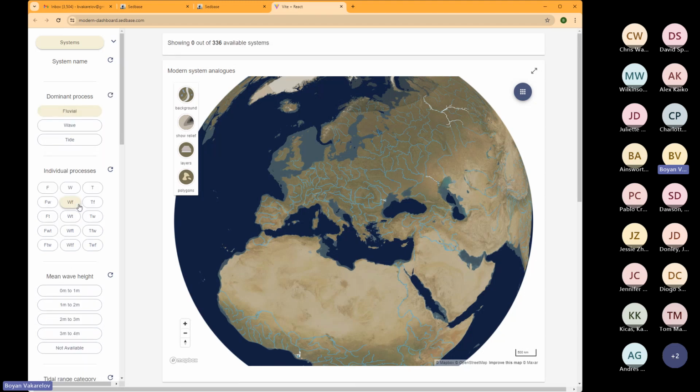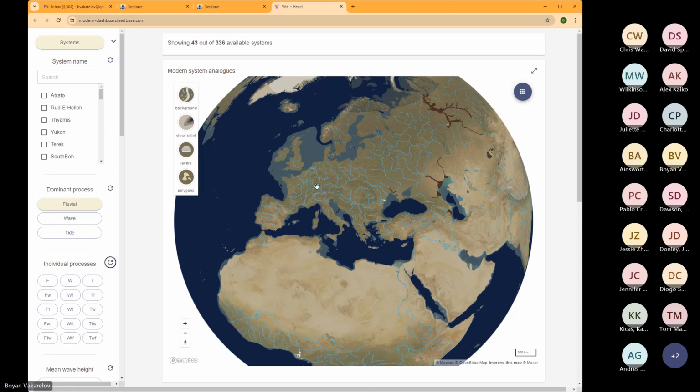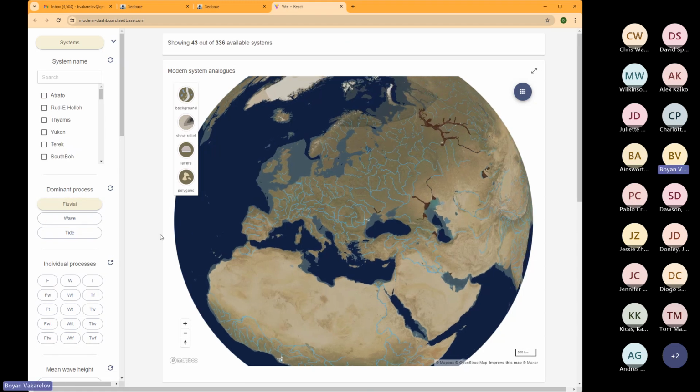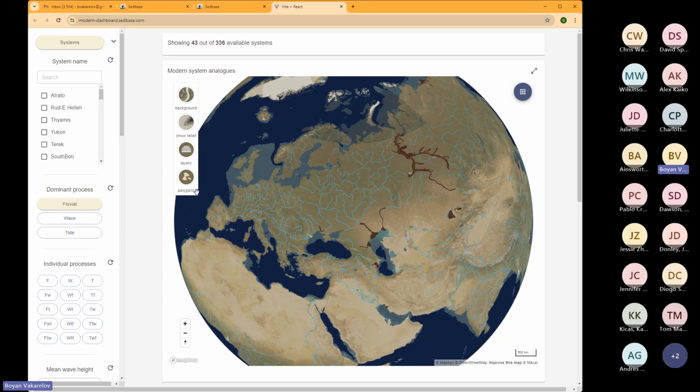Let us change the dominant process to fluvial. I need to deselect this as well. Did you notice what just happened? I put in Fluvial, WF was still selected, and there are obviously no systems in the database which are fluvial dominated and yet have WF as a process. One is wave dominated, one is fluvial dominated. So the system basically says that no such systems are available. Right now we select fluvial dominated. Again, we can view this.